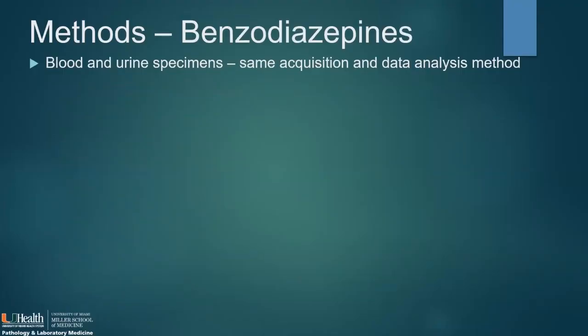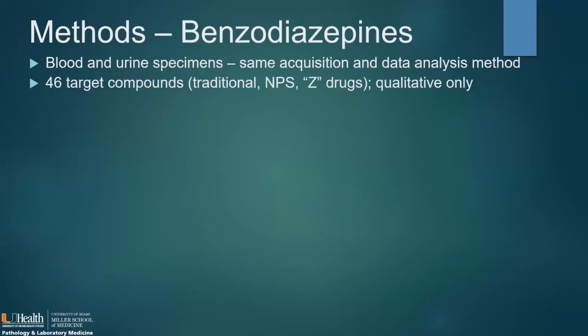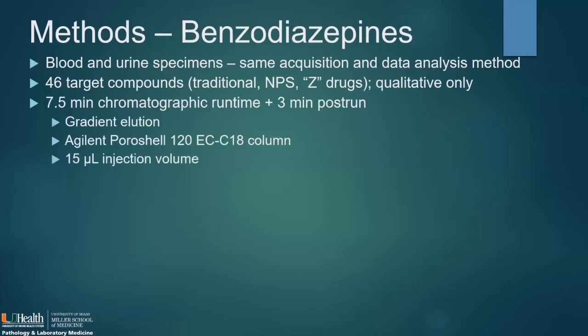For our benzodiazepines method, once again, it's blood and urine specimens, same acquisition and same data analysis methods. However, once again, different extractions. This method is a targeted method. We have 46 compounds in this method, which includes traditional and NPS benzodiazepines, as well as the Z drugs. Once again, this is qualitative only.